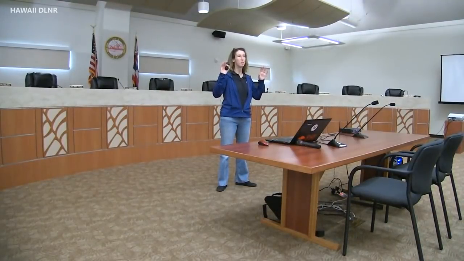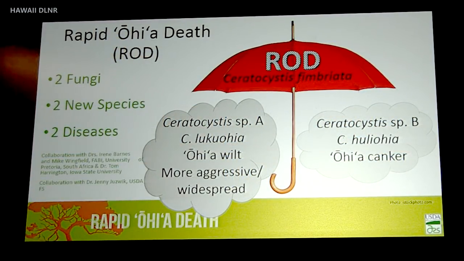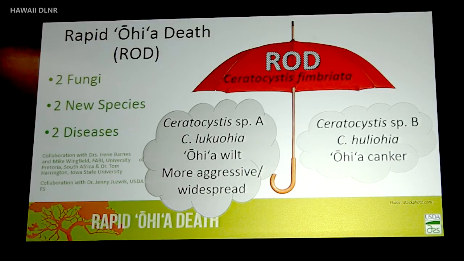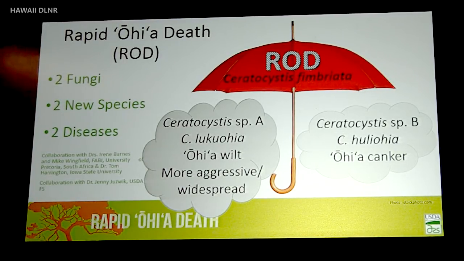I'm going to discuss two subjects. I'm going to go through them really quickly, but I have a lot of slides with a lot of cool pictures. When we talk about rot, it's actually the umbrella for two fungi. They're two new species, and they're actually two diseases, okay?